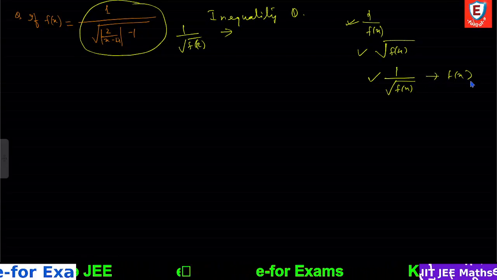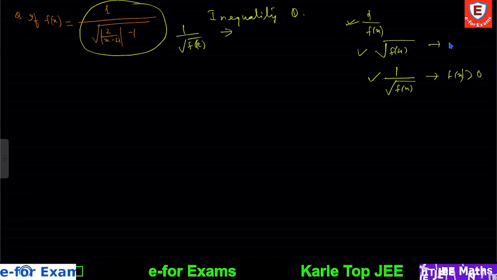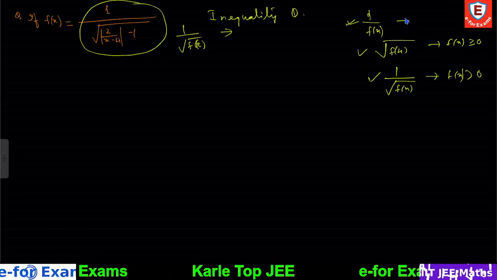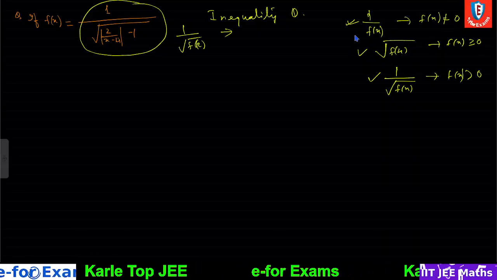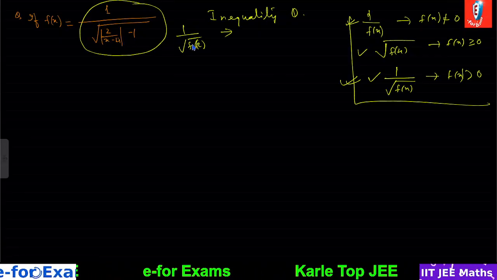Here f of x must be strictly greater than 0. Here f of x can be non-negative. Here f of x cannot be 0. So for the third one we will use here, 1 by root over f of x.